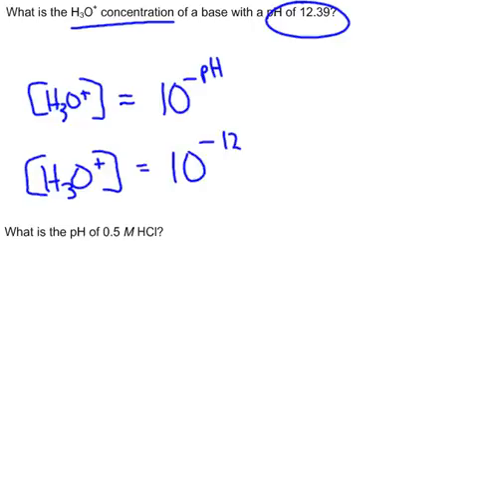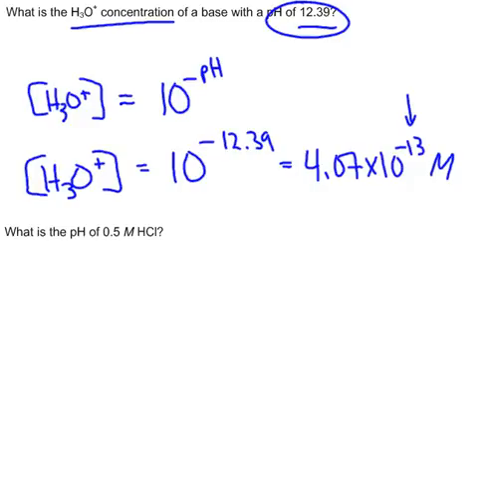But if we punch in 10 to the minus 12.39, we get a concentration of 4.07 times 10 to the minus 13 moles per liter. Note you need the unit here. Also note that the pH number 12.39 is actually pretty close to what your exponent should be when you're working out the molarity of the H3O plus or H plus.